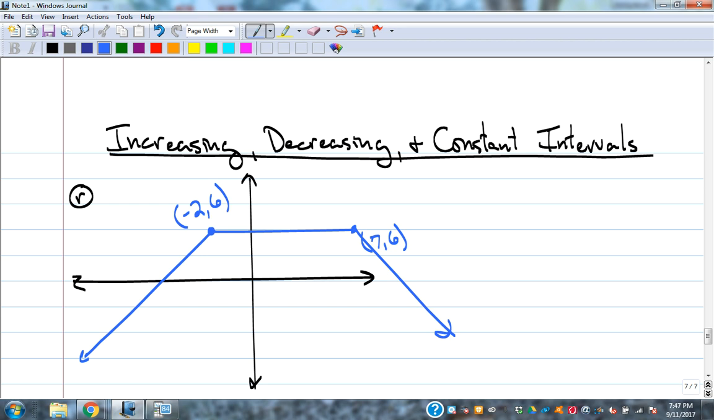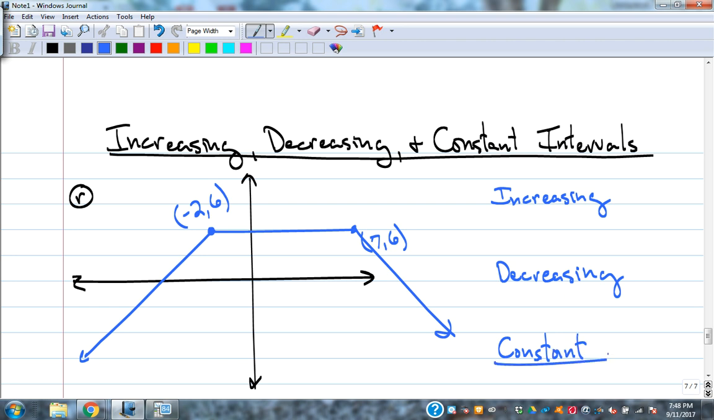All right. Now, we're looking for intervals where this thing is increasing, where this thing is decreasing, and where it would be constant. Not every graph is going to have one of each of these. It's possible to have no increasing intervals, no decreasing intervals, or no constant intervals. This one has all three, okay?